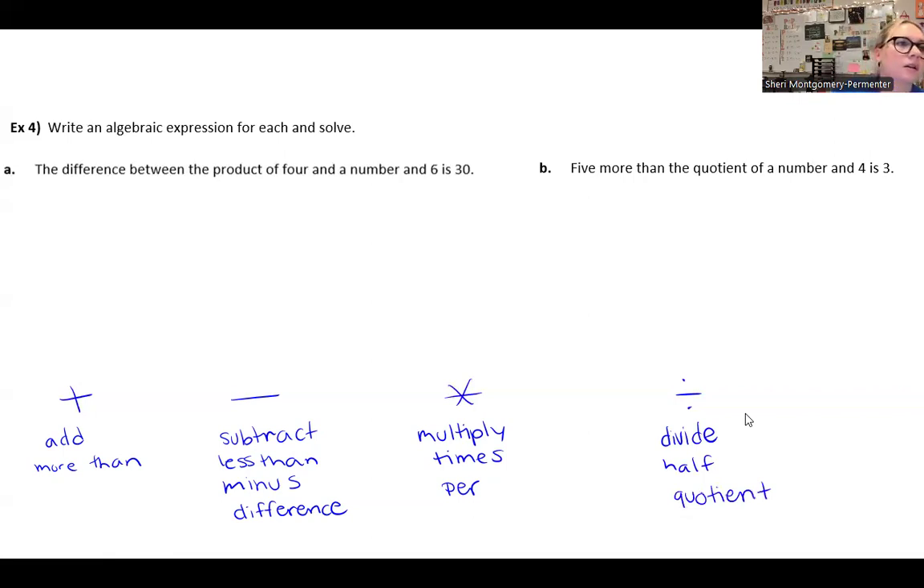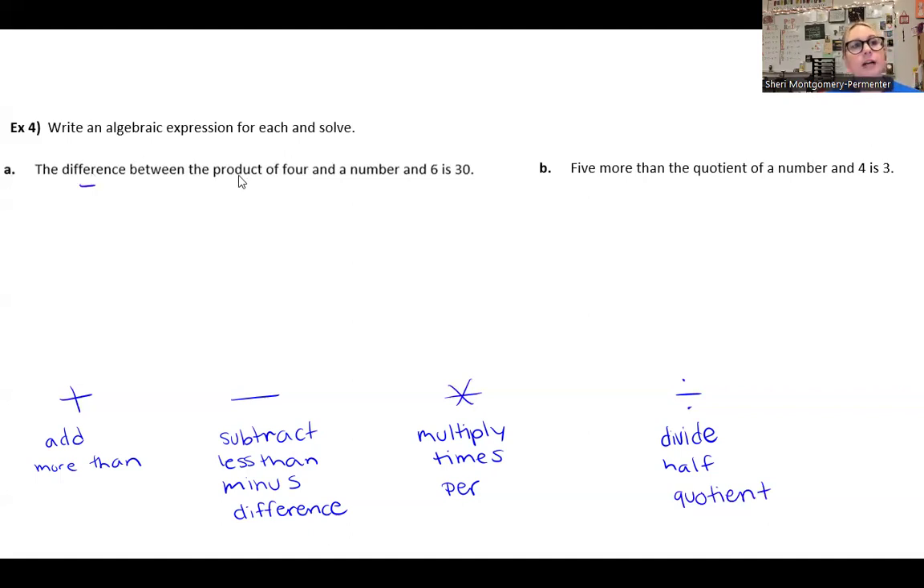Quotient. These are not the only words that go with these. These are just the ones that I can think of off the top of my head. If you think of another one or you run across a problem, then add it to your list. What I'm going to do is first go through and read these and put any symbols next to stuff that I know. So if it says the difference, I know that's going to be subtract.